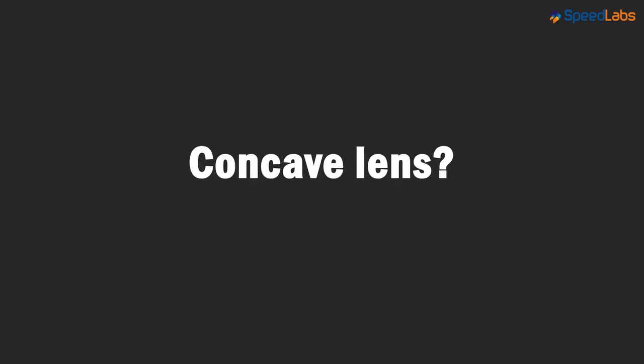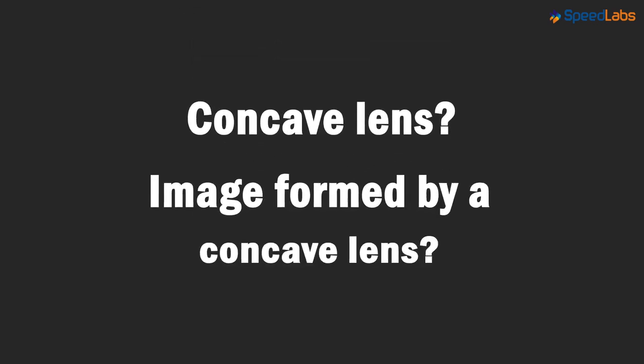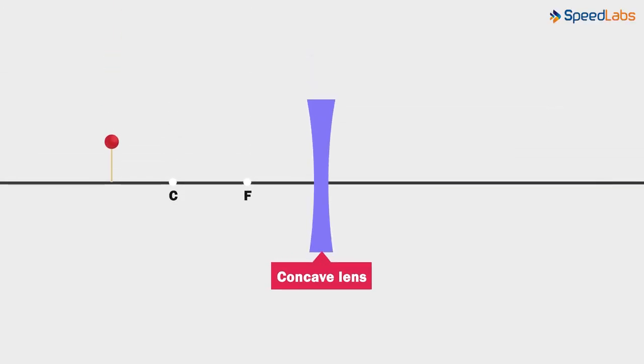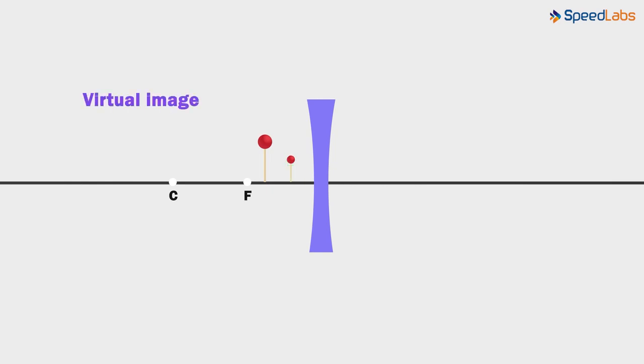What about the concave lens? How is an image formed in a concave lens? I will quickly tell you about the image properties in a concave lens. This is our concave lens, and we will initially keep our object close to the lens. For this position of the object, an image will be formed here. I need not tell you that this is a virtual image formed on the same side of the lens. You must know it by now. What else can you say about the image? It is smaller in size compared to the object.